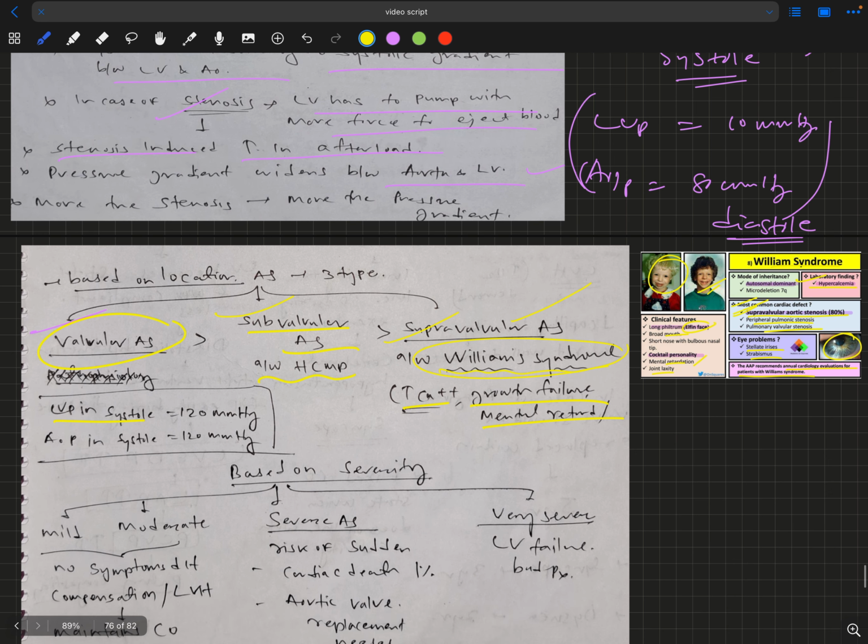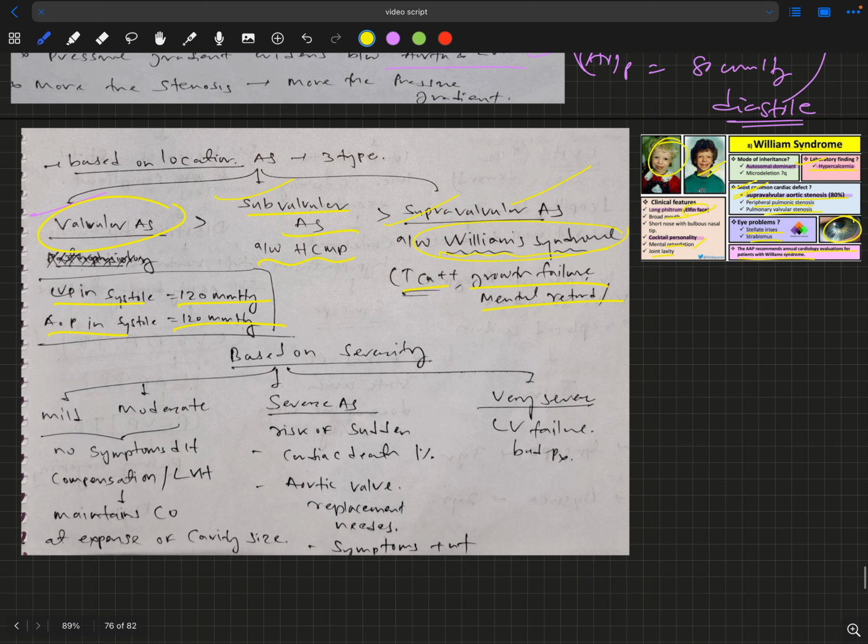So I told you left ventricular pressure during systole is 120 mm Hg, and aortic pressure in systole is 120 mm Hg. So there is no difference. But due to this stenotic valve, there will be a rise in pressure inside the left ventricle. So based on the severity, we can divide into mild, moderate, severe, and very severe. Mild and moderate aortic stenosis present with no symptoms due to compensation.